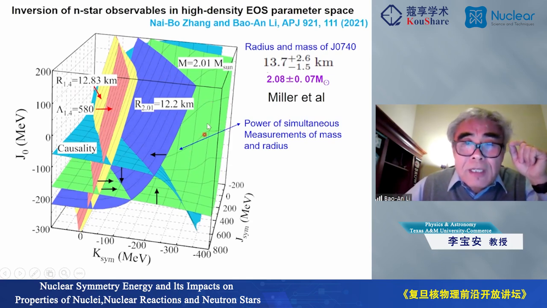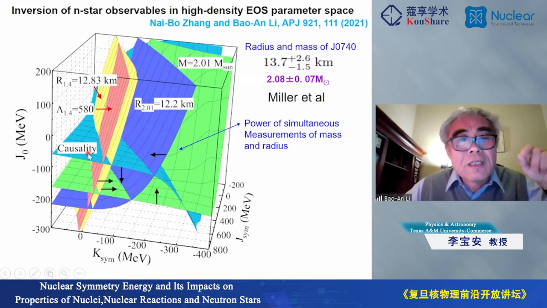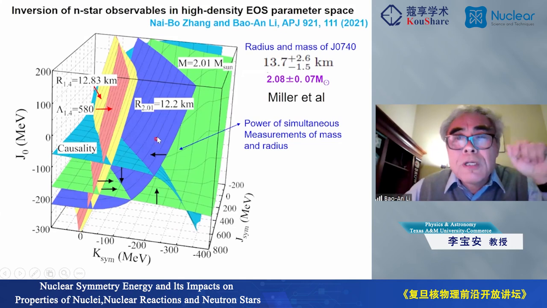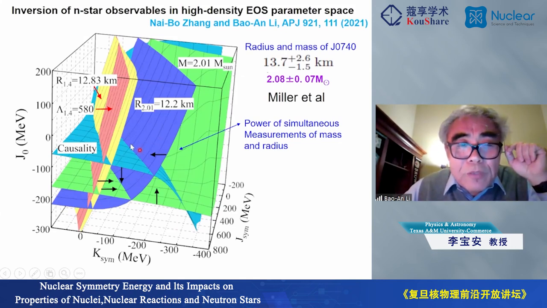Before we know the radius, you only require a mass like 2.01, and you get this green surface here. This causality surface is a surface on which the speed of sound becomes the speed of light at the central density of the most massive neutron star. So this is the upper limit of your equation of state space. The cross line between the causality surface and the mass surface gives you the boundary of your symmetry energy. Before we knew the radius, we would conclude that the lower boundary is along this line here. But now with this new radius measurement, the lower limit has moved to this cross line here. So this is how we determine the lower boundary of the high-density symmetry energy.